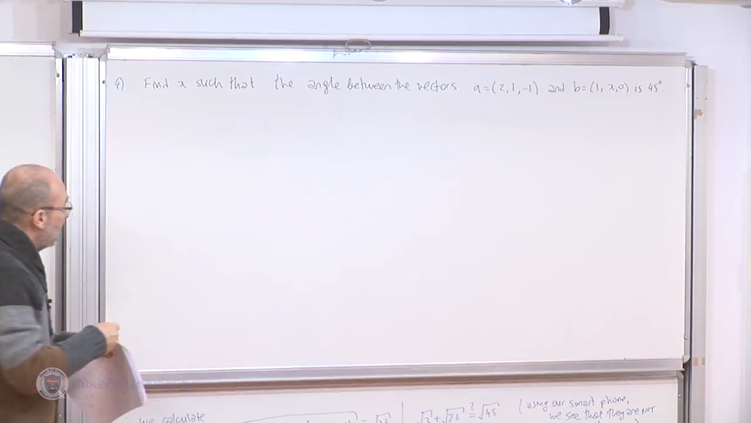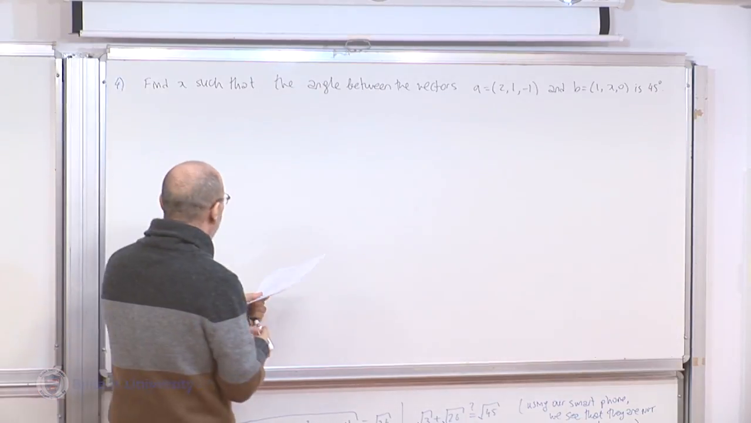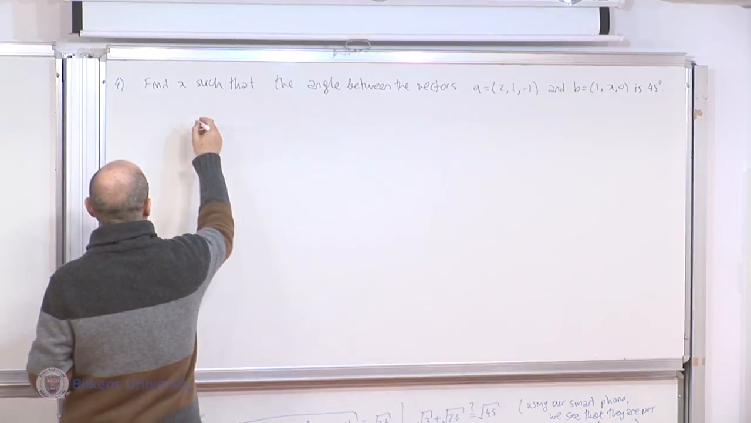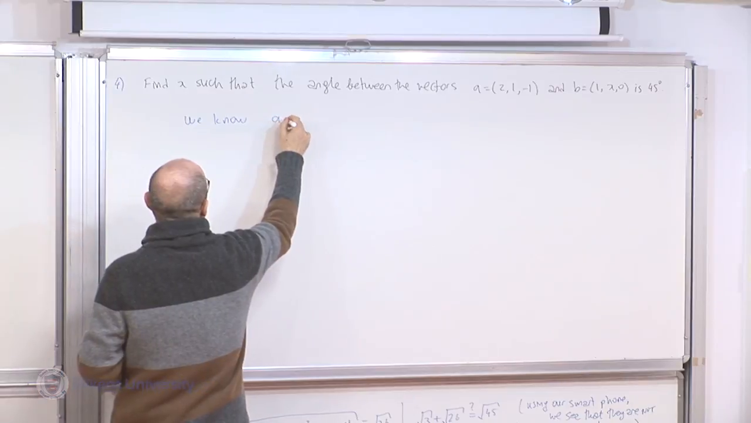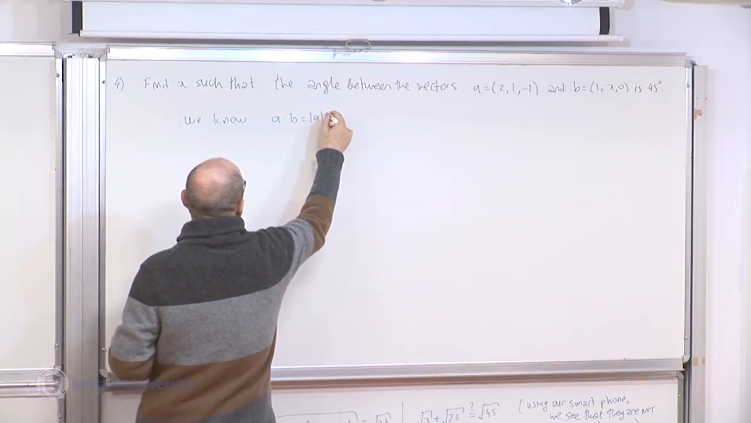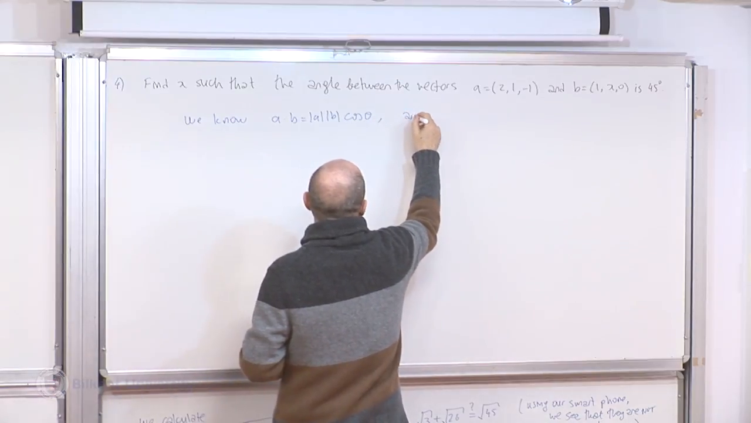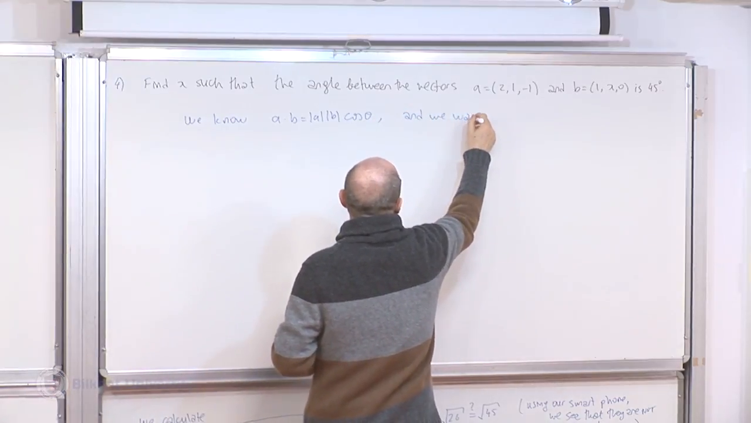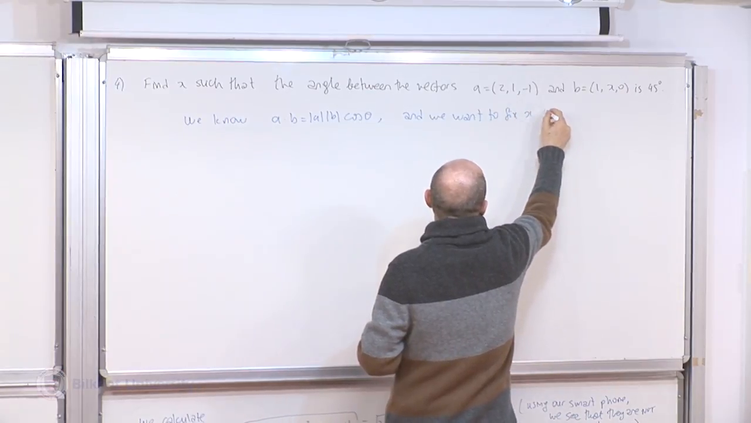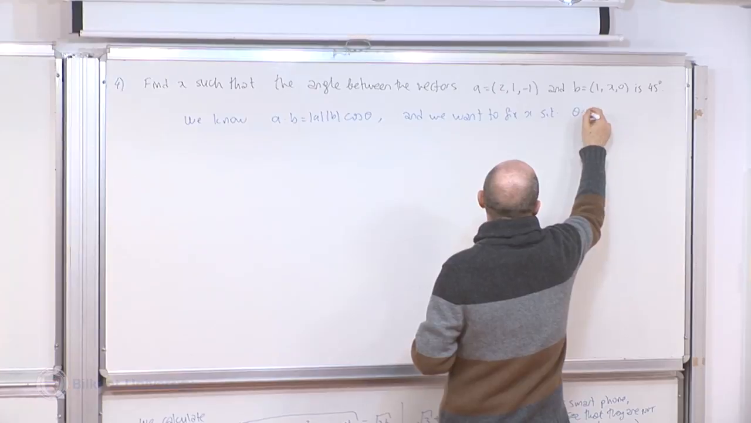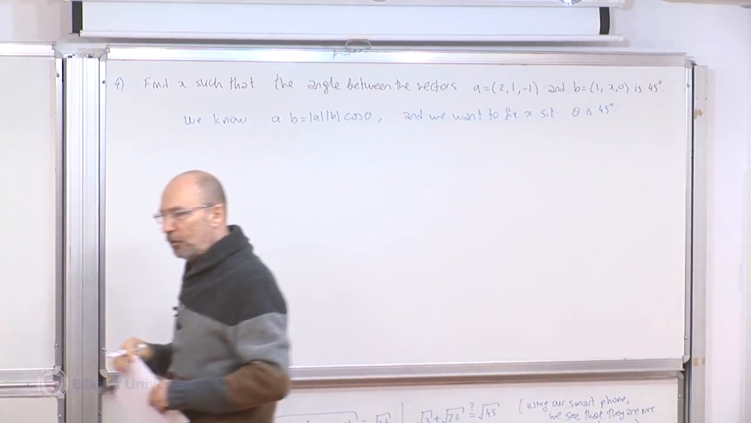Okay, so in this case, of course, the problem reduces to the dot product. We know that A dot B is the length of A, times the length of B, times cosine theta, and we want to fix x such that theta is 45 degrees. That's the algebraic formulation of this.